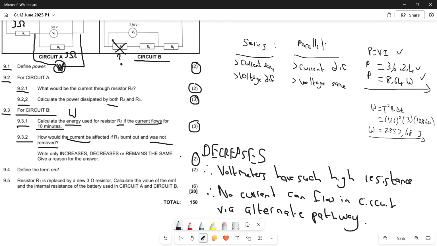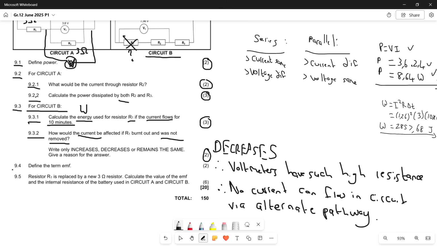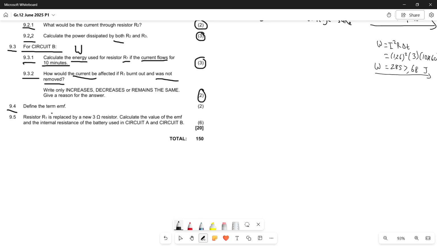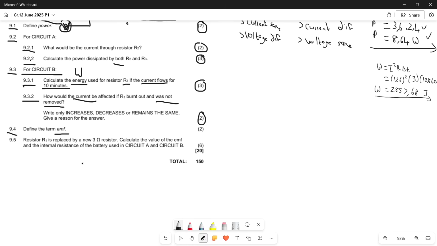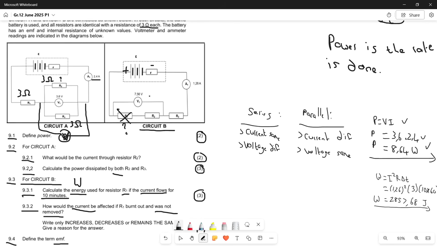So that just earned us 2 marks over there. And now 9.4 says define the term EMF for 2 marks. So another definition that is going to lead into some sort of question using the EMF formula. So defining the term EMF.